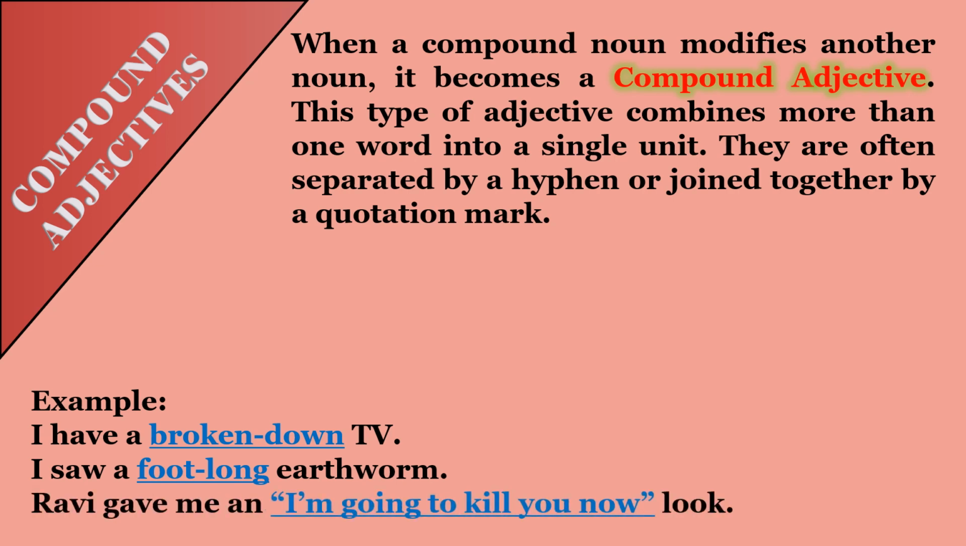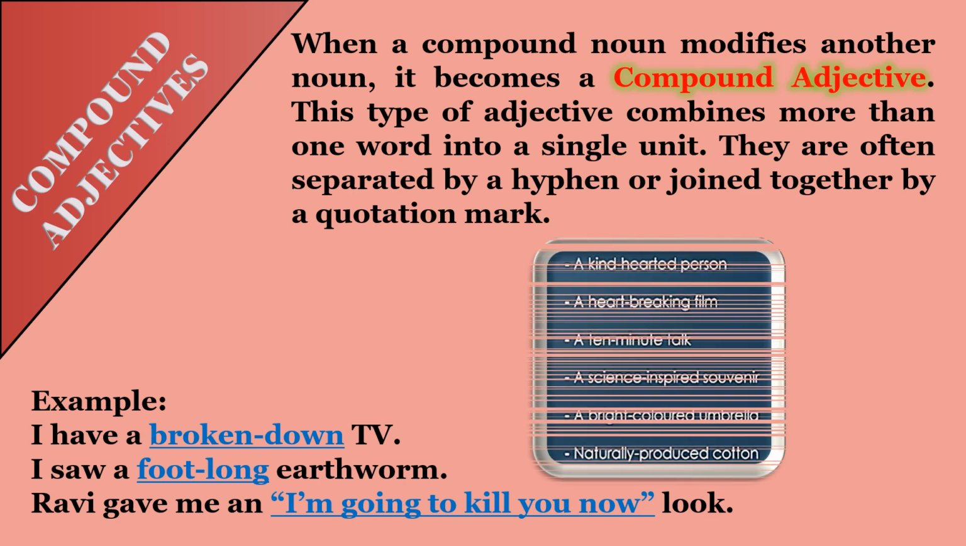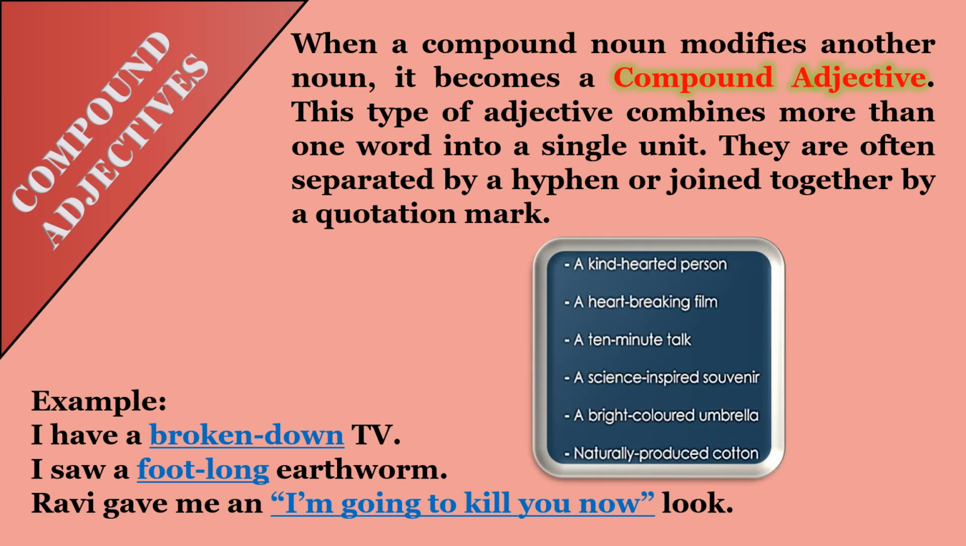Ravi gave me an I'm-going-to-kill-you-now look. So I'm going to kill you now is joined together by quotation marks, and it's a whole group of words, meaning he gave me a very angry look. But when I'm using it in this manner, it becomes a compound adjective. We have some more here. Kind-hearted person, heartbreaking film, a bright-colored umbrella.